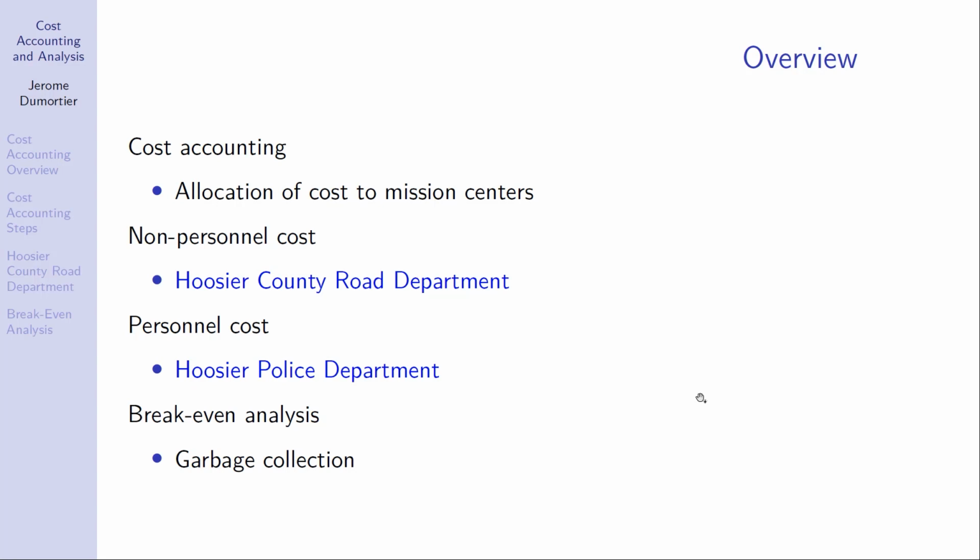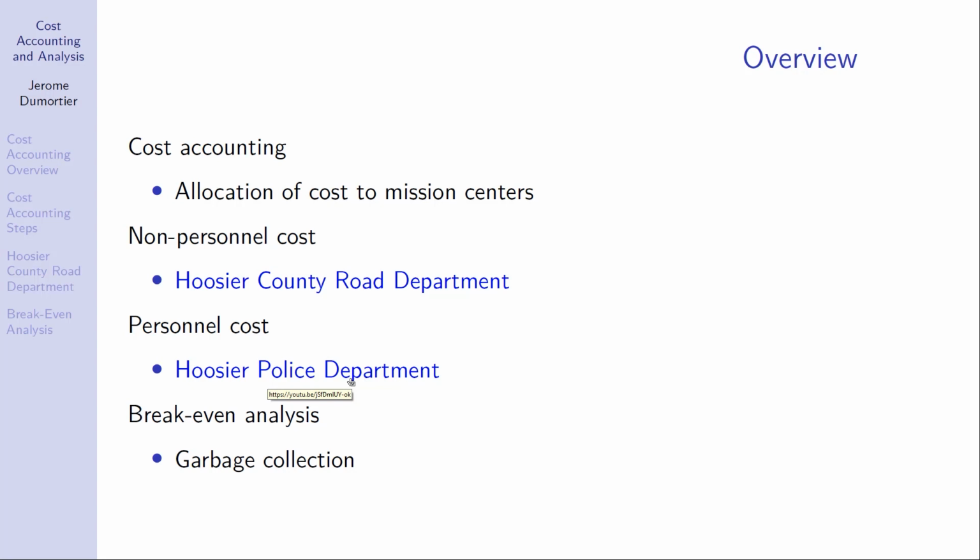We are going to have two examples, one involving non-personnel cost, and here we have the example of the Hoosier County Road Department. And note that this example is available in a separate video. And then we also have the example of the Hoosier Police Department, where we are looking at the personnel cost in determining how many police officers and how do you budget for police officers. And that is also in a separate video that you can find by clicking on the link.